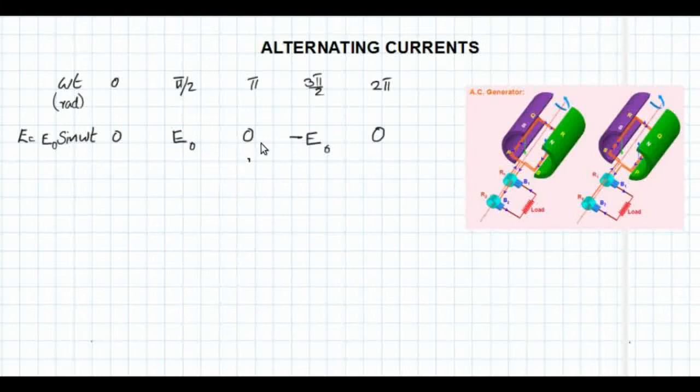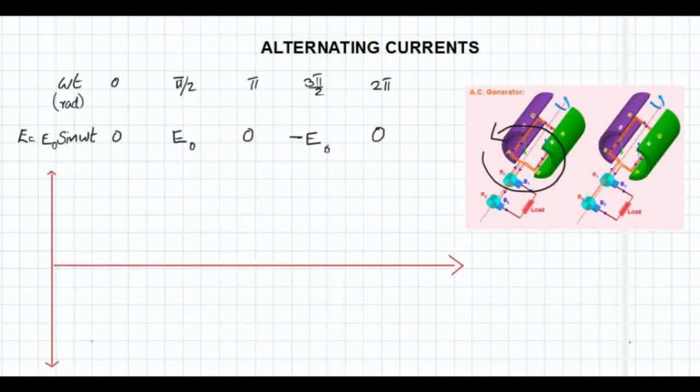Then again in the next 90 degree rotation, it becomes 0. Then the EMF becomes negative, again 0. This way the value of EMF continuously changes throughout the rotation, right? So this is how it changes in a single rotation, from 0 to E0 to 0 to minus E0 to again 0.